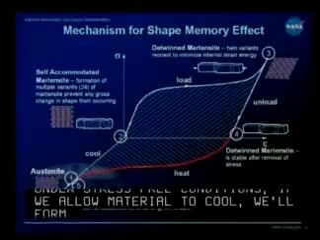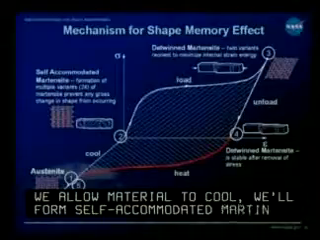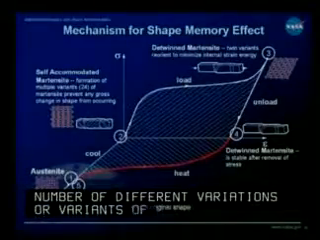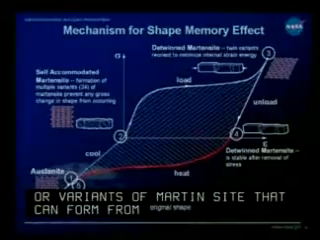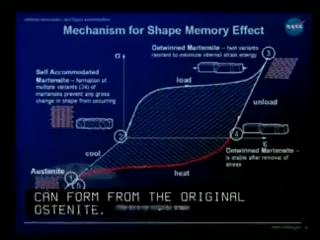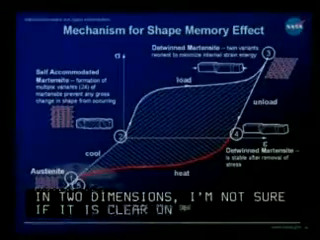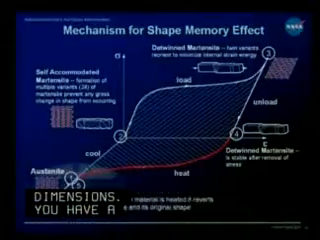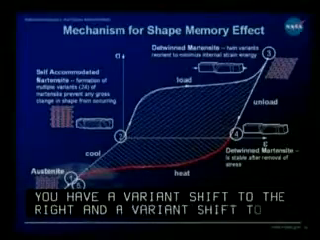What that means is that there are a number of different variations or variants of martensite that can form from the original austenite. In 2 dimensions, I don't know if it's clear on the screen, but you can see 2 variants. You have a variant shifted to the right and a variant shifted to the left. In 3 dimensions, you'd have 24 different equivalent variants in those materials.